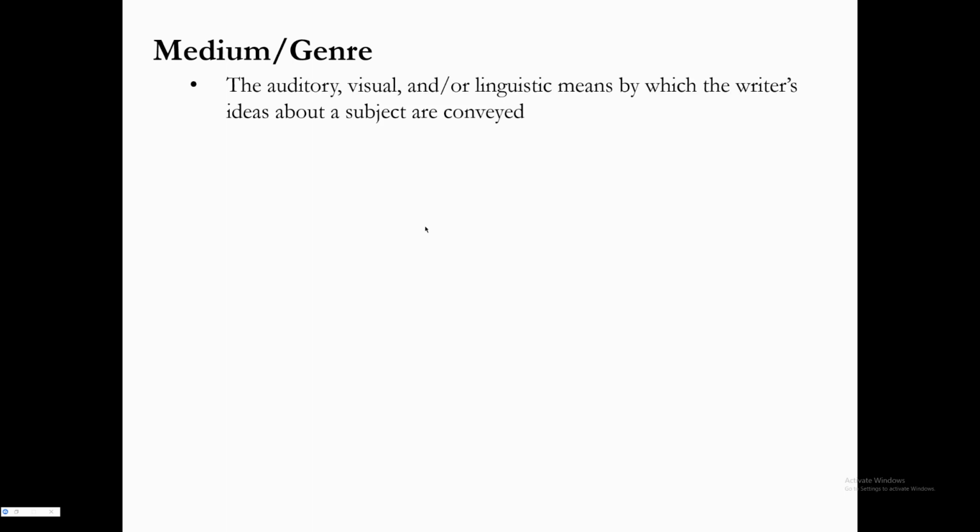So the medium is the auditory, visual, or linguistic means by which the writer's ideas about a subject are conveyed. Okay, bunch of fancy words there. So auditory, right, something that is heard. So something in a spoken word form, like a podcast or radio broadcast. Visual, right? So this includes images, billboards, paintings, things of that nature. And then linguistic, anything that's written, essentially, written or communicated with printed words.